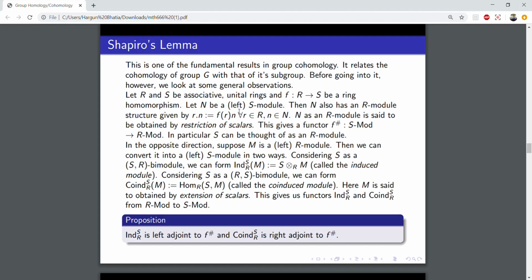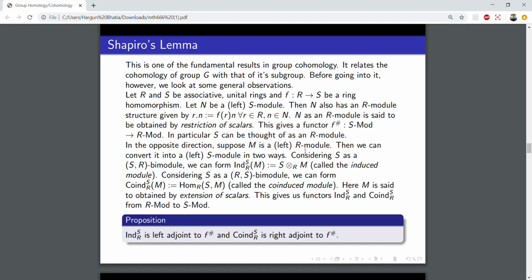This actually gives a functor from S mod to R mod. It's like a forgetful functor. And in this way, even the ring S can be thought of as a left R module. Now, this is from S mod to R mod. What about from R mod to S mod? Can we go that way? That also we can do.